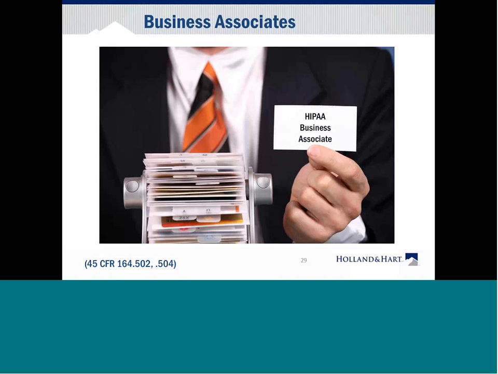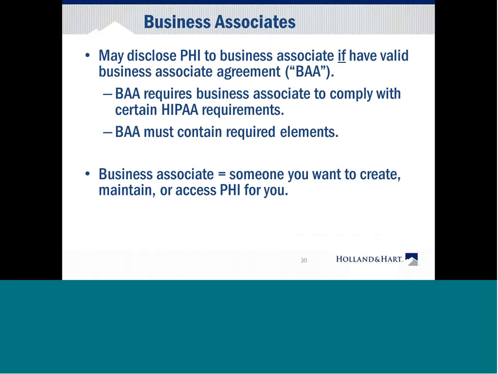All right, let's talk about business associates. HIPAA says you may disclose protected health information to your business associate if you have a valid business associate agreement. A business associate agreement, or BAA, essentially is a contract with that business associate that requires them to comply with certain HIPAA requirements. That business associate agreement must contain certain required elements. If you want to check your business associate agreements to know whether or not they have those required elements, send me an email. I can shoot you a checklist on that.